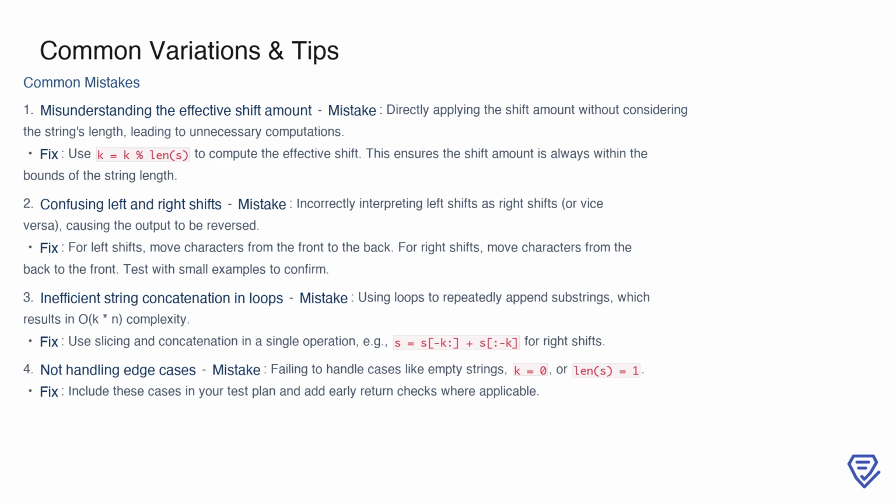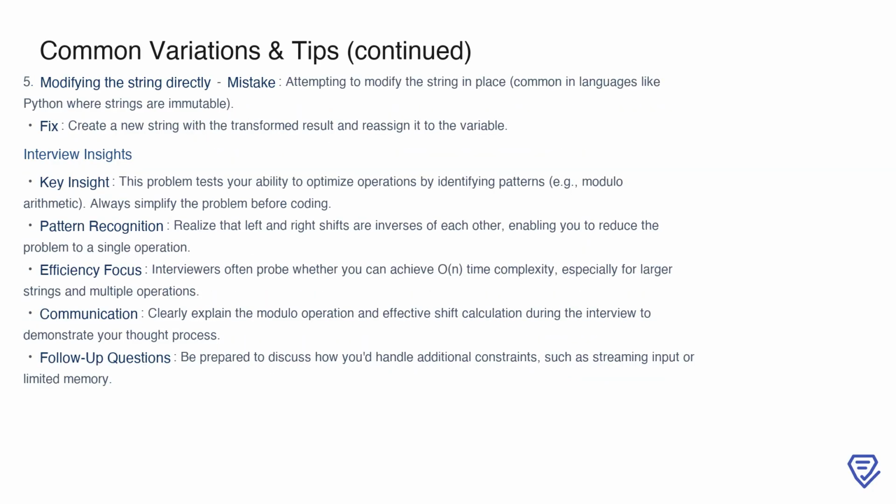Lastly, don't overlook edge cases. Scenarios like empty strings, k equal to 0, or strings with a length of 1 should be part of your test plan. Adding early return checks can help you handle these gracefully. Another potential pitfall is attempting to modify the string directly, which is not allowed in Python due to string immutability. The solution here is to create a new string with the shifted result and reassign it to the existing variable.